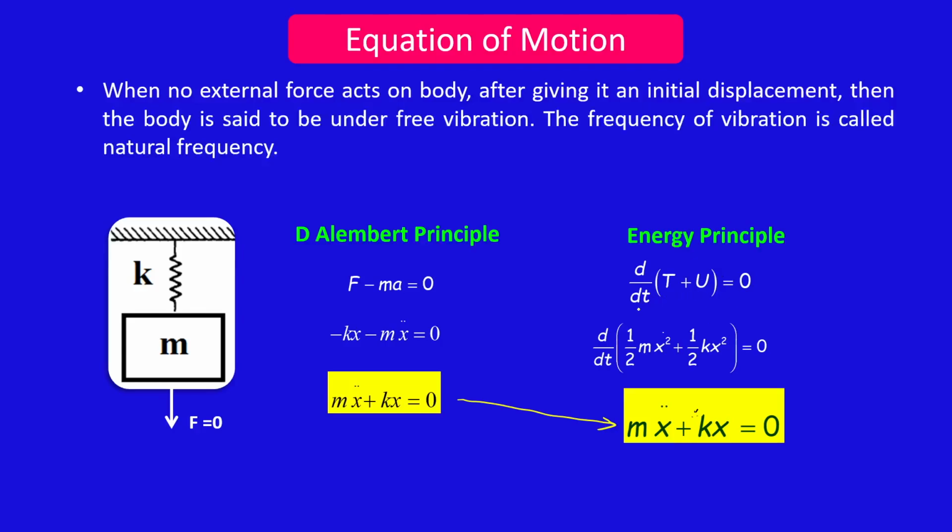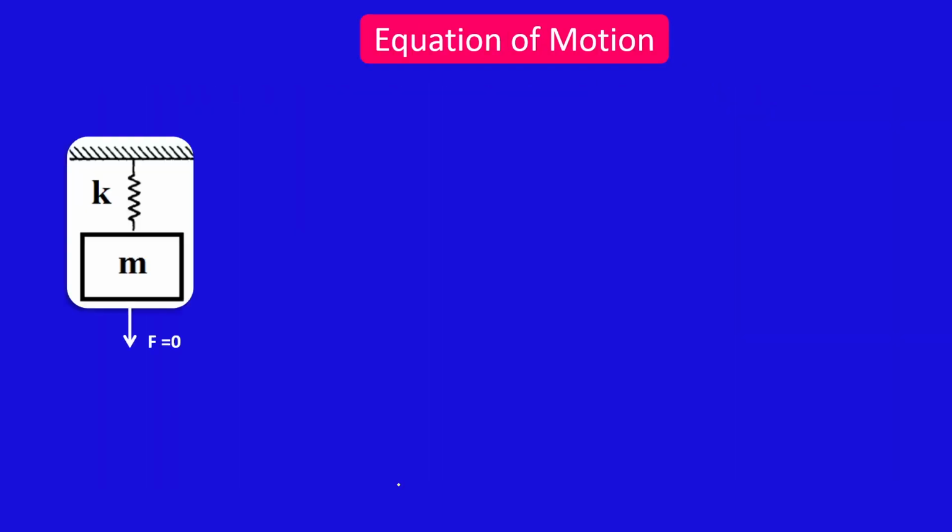Sometimes in the examination, you will get questions like that. Derive the equation of motion for spring mass system using D'Alembert's principle or using the energy principle. Then you have to use this equation. This is called the mathematical model of the vibrating system. There is one more method. You can derive the equation of motion using the Rayleigh method.